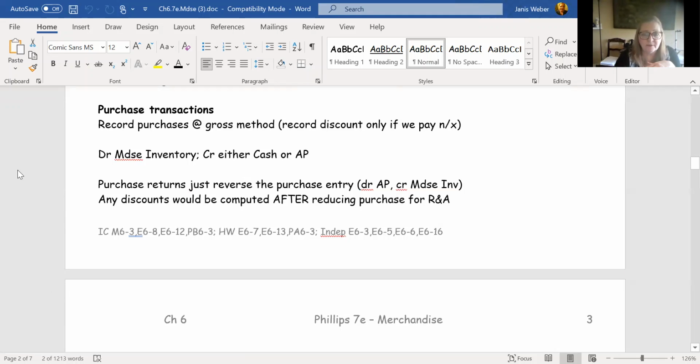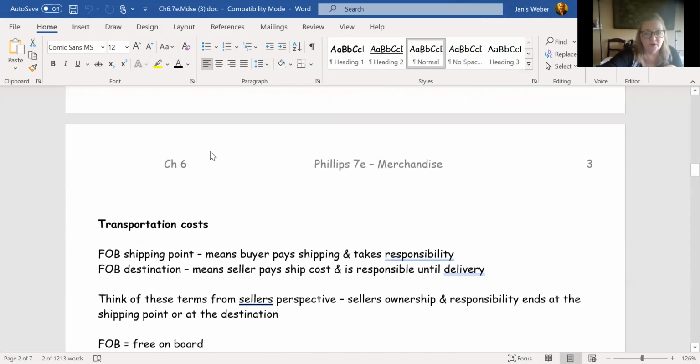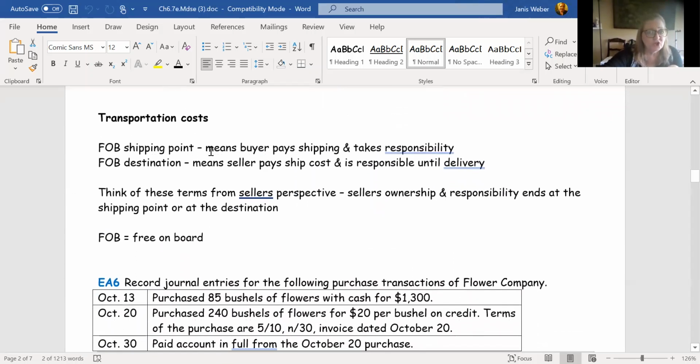So it's just an absolute reversal of the entry to record. So that's a purchase return. Discounts would be computed after reducing the purchases for returns and allowances. So if you return some of the goods, you don't record, you look at the net amount to calculate your discount for payment early. Transportation costs is another area where you might have some adjustments regarding merchandise.